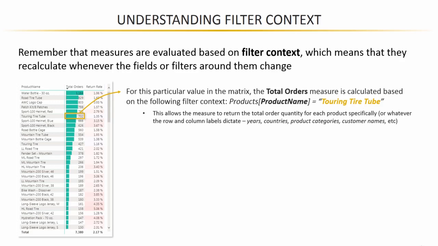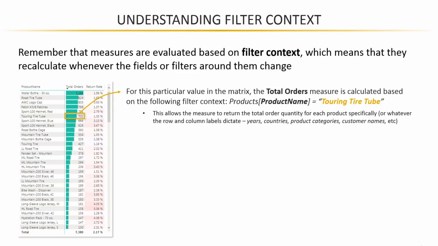So this is pretty intuitive on the surface. This allows the total orders measure to return the order quantity for each product specifically, or whatever the matrix row and column labels dictate. That could be years, could be countries, product categories, customer names.